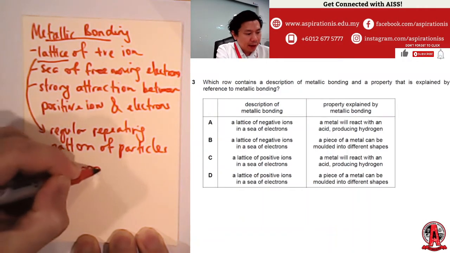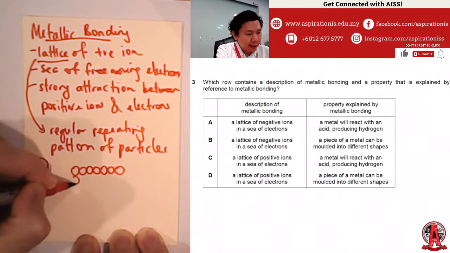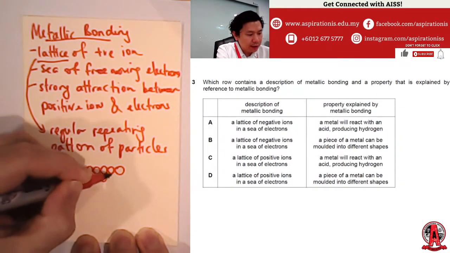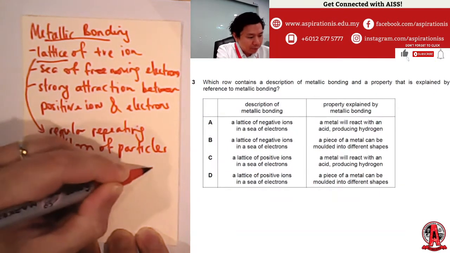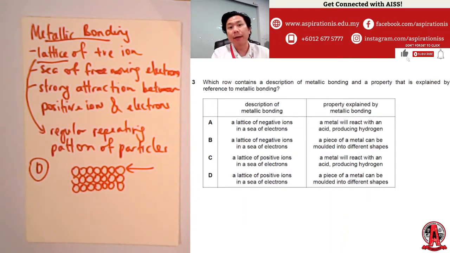Now, the positive ions form layers, an orderly structure called lattice structure. Whenever a force is applied, the top layer can move. So pure metals are soft because they are malleable, because the positive ions are in layers, and when force is exerted, the layers can slide and the shape will change. D is the best answer.